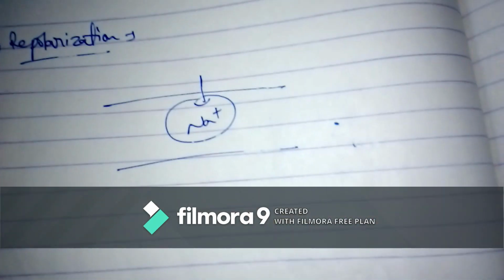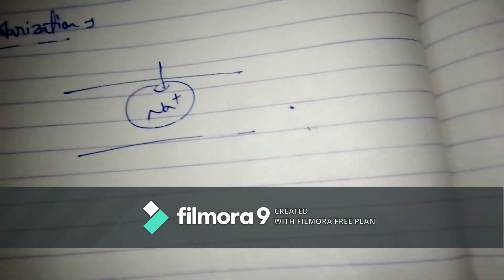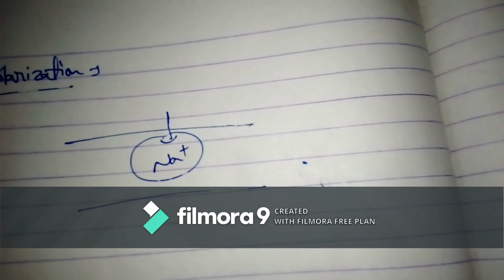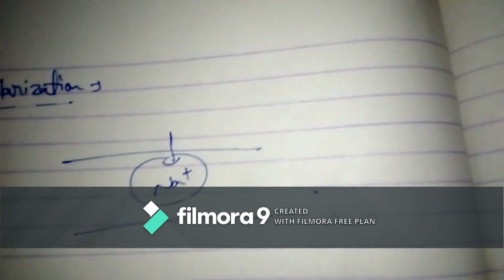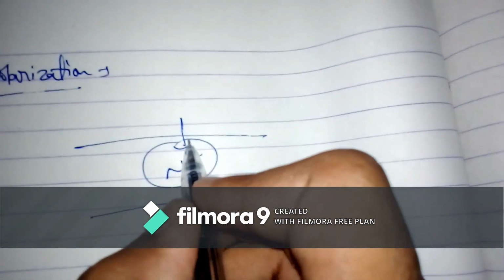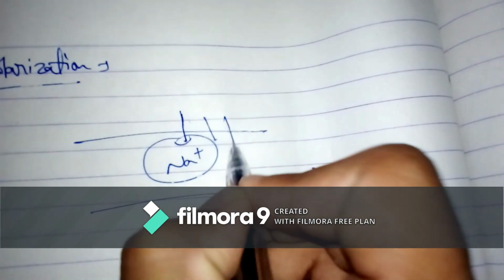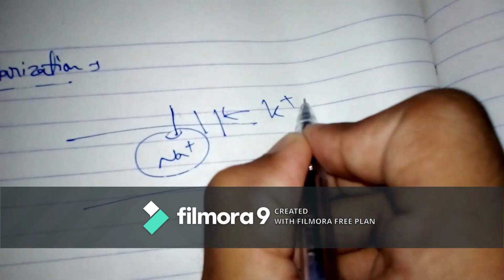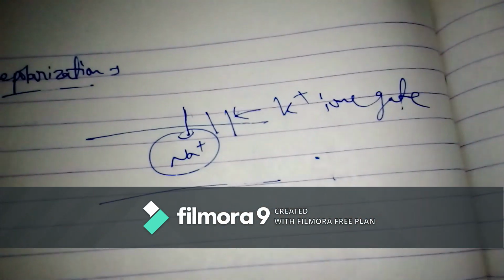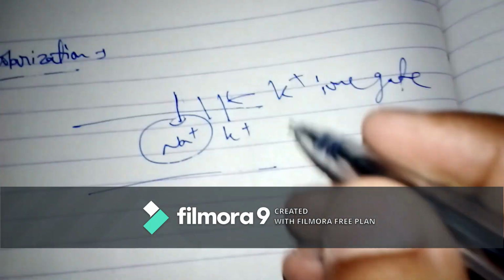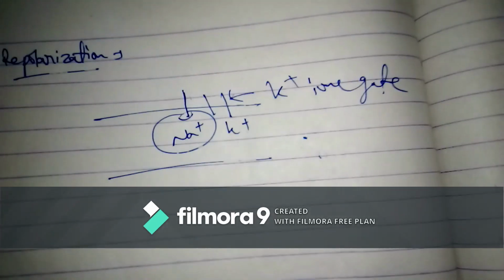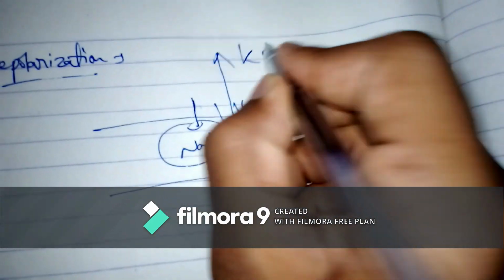Now in repolarization, after the Na plus ions come inside, at the same time the sodium gates or sodium channels are closed so that no more Na plus ions can come inside, but at the same time the potassium gates open. These are the K plus ion gates or channels. Due to this, the K plus ions which are present inside the axons, along with Na plus ions, go outside.